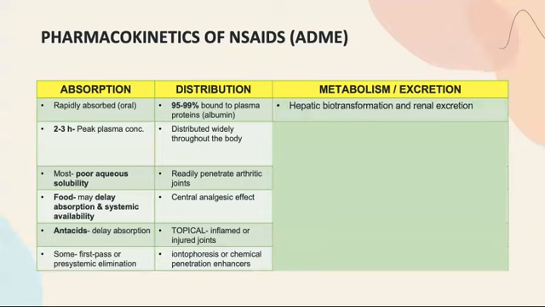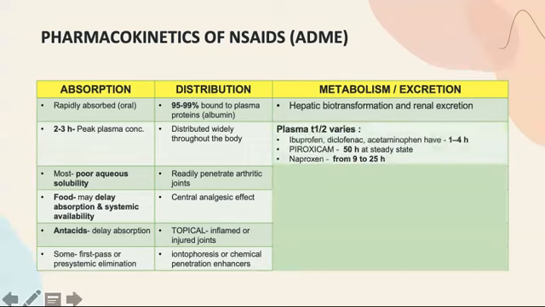For metabolism and excretion, hepatic biotransformation and renal excretion are the principal routes of metabolism and elimination of the majority of NSAIDs. Plasma half-life varies considerably among NSAIDs. Ibuprofen, diclofenac, and acetaminophen have a half-life of 1 to 4 hours, while piroxicam has a half-life of about 50 hours at steady state. Naproxen has a comparatively long but highly variable half-life, ranging from 9 to 25 hours.